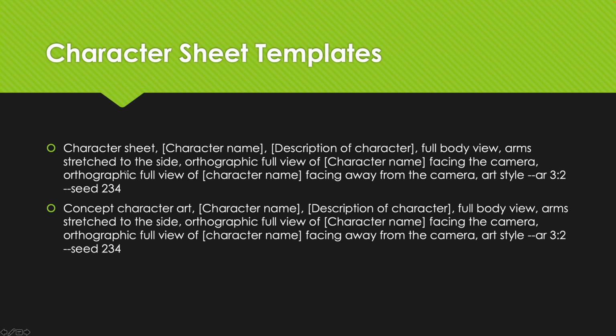Full body view, arms stretched to the side, orthographic, full view of character name facing the camera, orthographic, full view of character name facing away from the camera, and then you put the art style. I should have put that in brackets, but I didn't think of it. And you just change that, make it work for you, and you have the aspect ratio of 3:2. This is a landscape aspect ratio. By all means, experiment with other aspect ratios, but if you want to keep it simple, just use this to start.